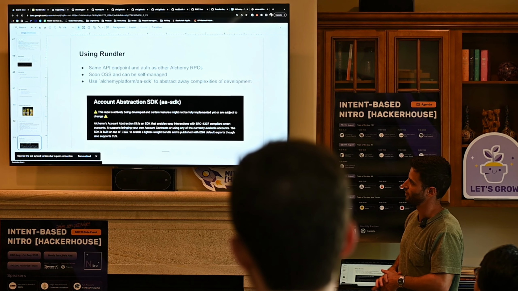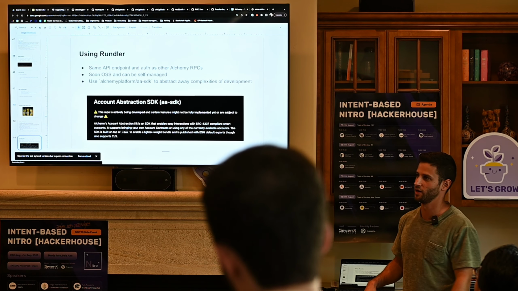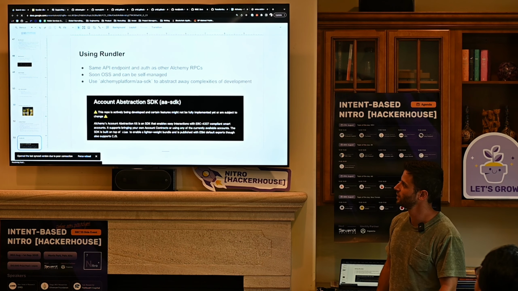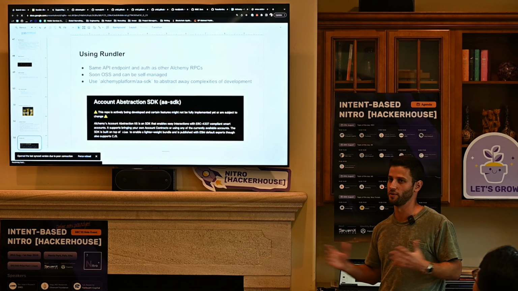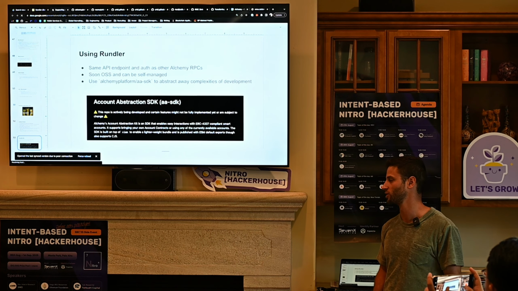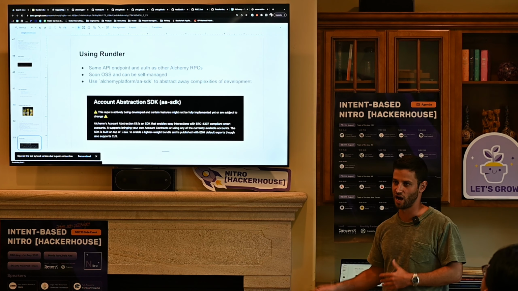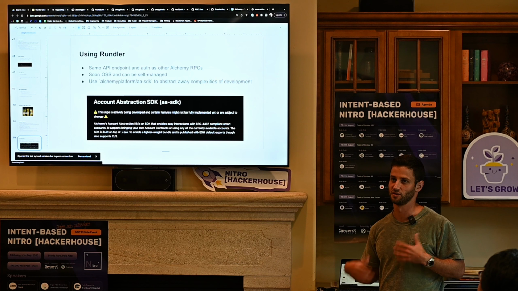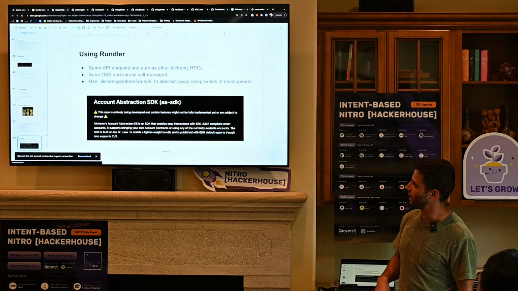Cool, using Rundler. As I mentioned earlier, you can get started on it with Alchemy today. It's the same API endpoint that you use for any other request on Alchemy. We're going to be open sourcing it soon, so if you want to run it yourself or run on chains that we don't support, that's totally going to be an option. We're very excited to get this in your hands. It'll be a copyleft license, so feel free to fork it and modify it as you want. Any commercial use cases will have to remain open source, is the only requirement.